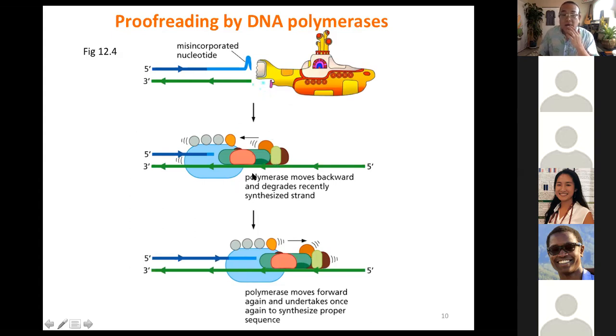But anyhow, so here what you can see is that there are different components of the complex that actually can recognize that a mistake has been added. And so in this case, these different components recognize that there's this weird little bulge in the DNA, and so the whole complex can back up and repair that mismatch before then continuing on. And that proofreading process is very effective.